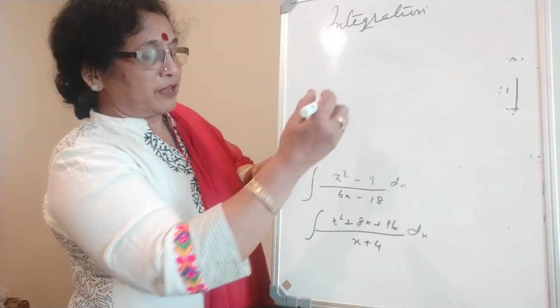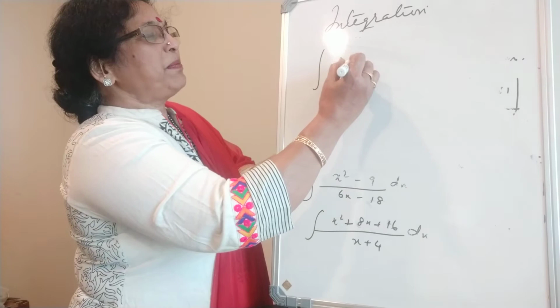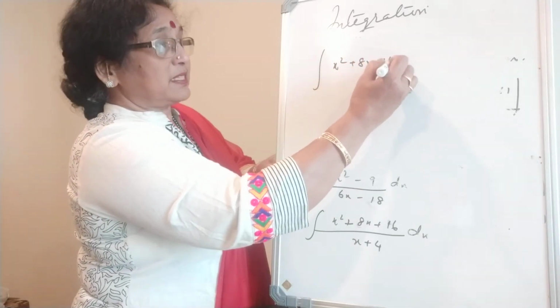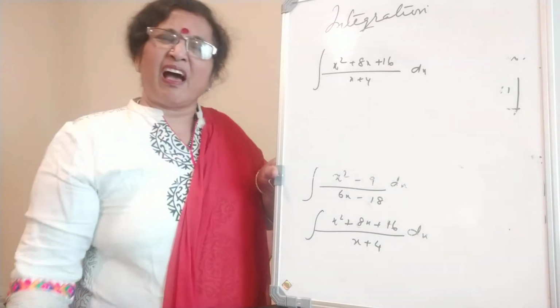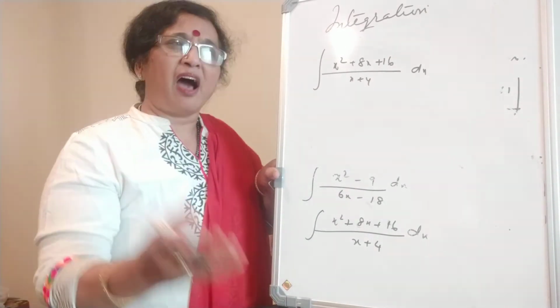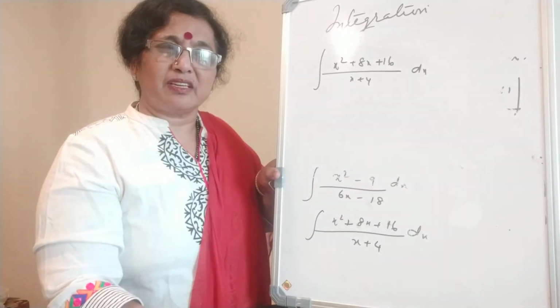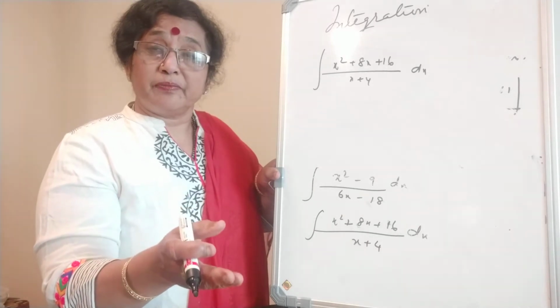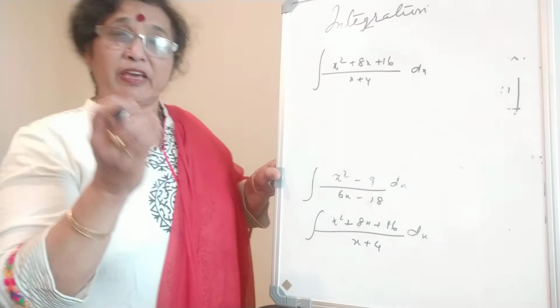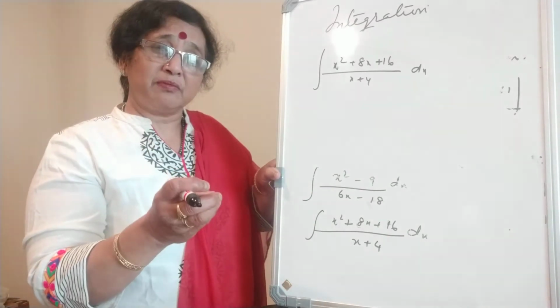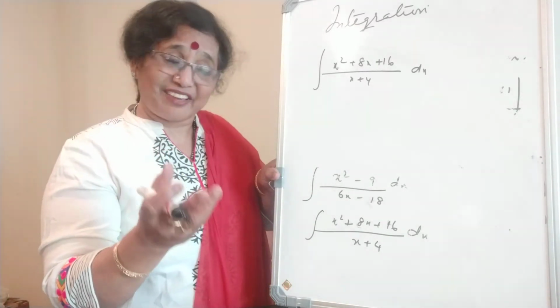So the last one, if you see, is x square plus 8x plus 16 over x plus 4. Never think, this will not come. Oh, this is easy. No, for you it may be easy, but for many it may not be easy. And the very intelligent do the very easy sums wrong. So be very careful, right?